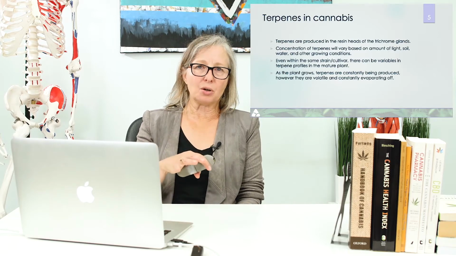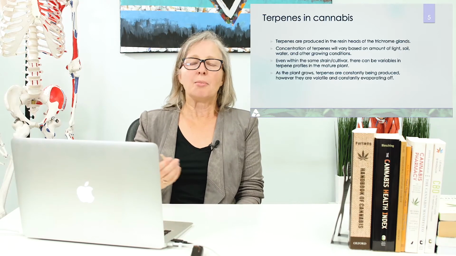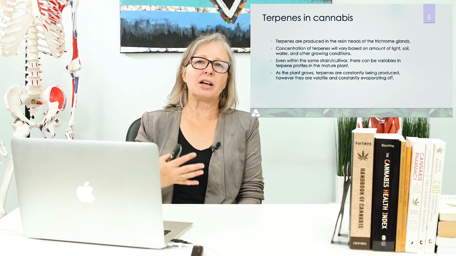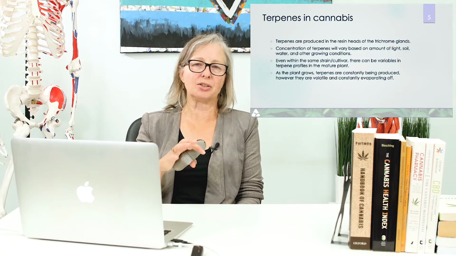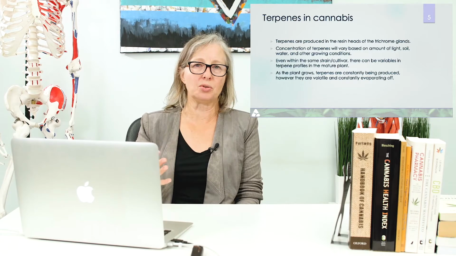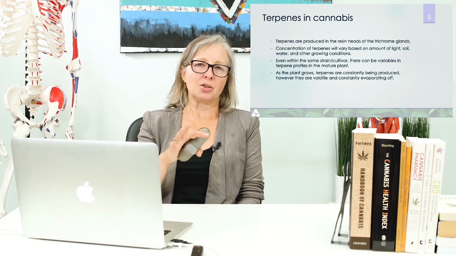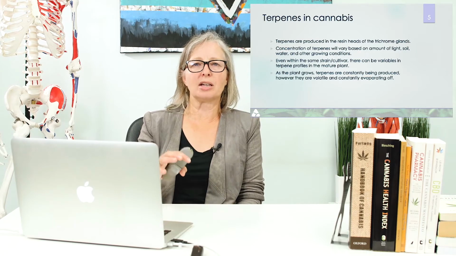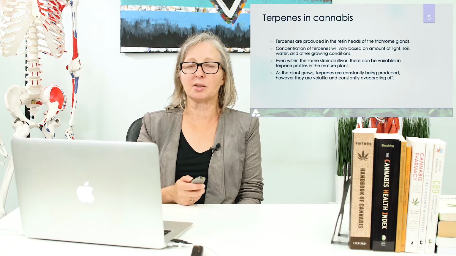As the plant grows, those terpenes are constantly being produced, but they are volatile, so they will evaporate off. That's why when you're drying and curing your cannabis plant, it's really important that it's done in the right humidity so you don't lose a lot of those terpenes. In the manufacturing process, as we turn our cannabis into different products like oils and those kinds of things, we might lose some of those terpenes along the way as well.